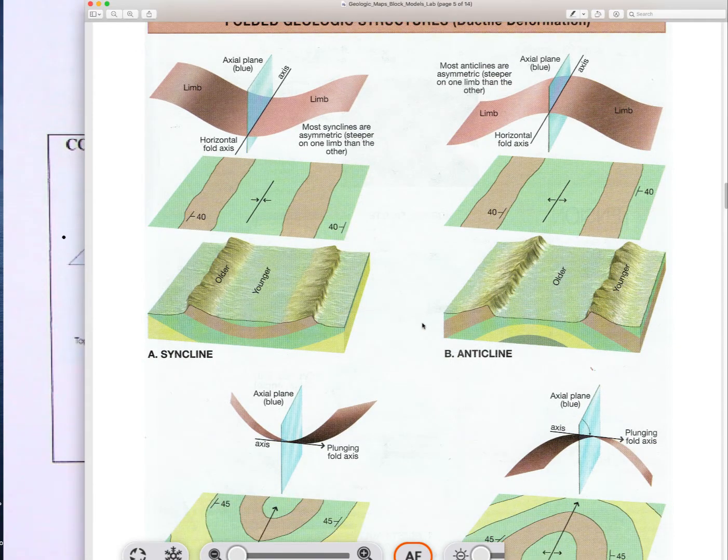Remember, the key thing about these terms syncline and anticline is that for a syncline, the younger strata are always in the middle or closer to the axial plane. So here's a symbol for a syncline, the axial plane of a syncline. And then as you go farther away from the axial plane, the strata get older. And for the anticline, older strata will be at the axial plane, younger strata will be farther away. So that's kind of a key thing.